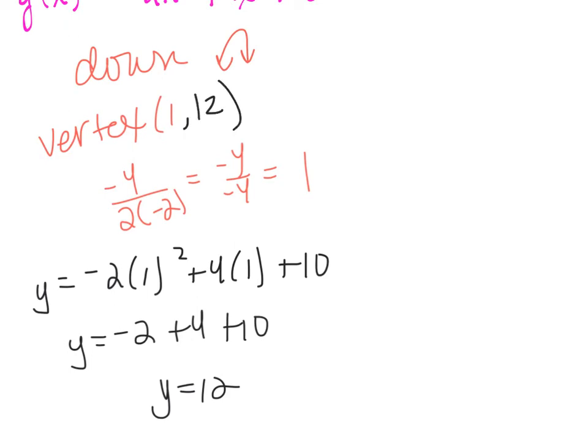What is my axis of symmetry? X equals 1. Everybody, axis of symmetry, x equals 1. What is my minimum or maximum value? Maximum at y equals 12. Anybody have questions about that?